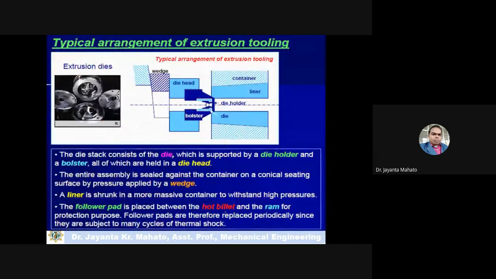Now this is actually a typical arrangement of extrusion tooling. So this is called the die head. In between the die head, there is actually a booster, and this is a die holder. So within this die holder, this die is held, and this is actually the material.